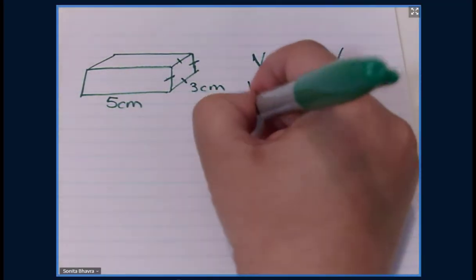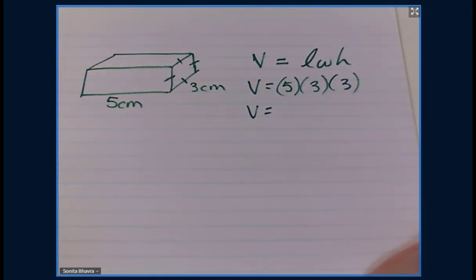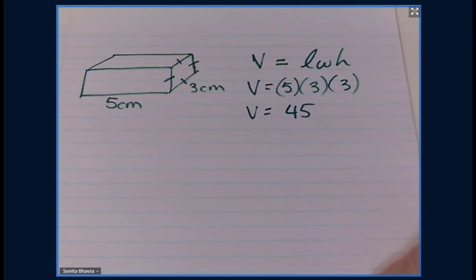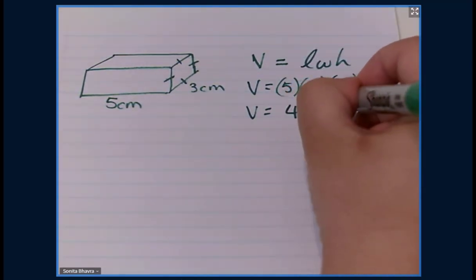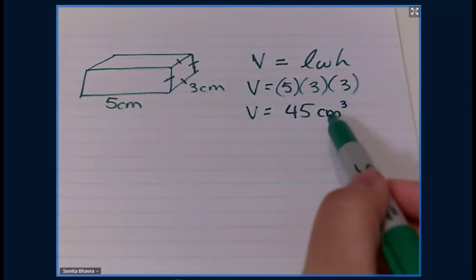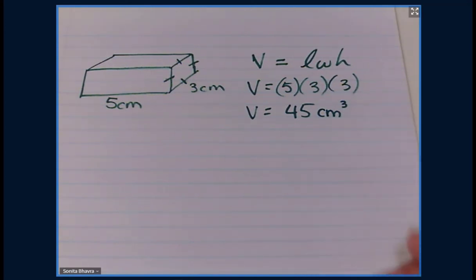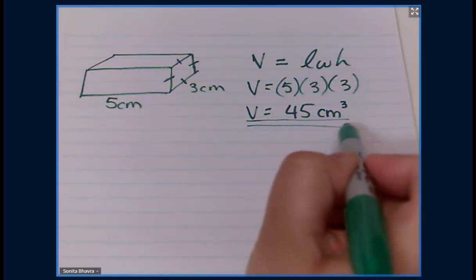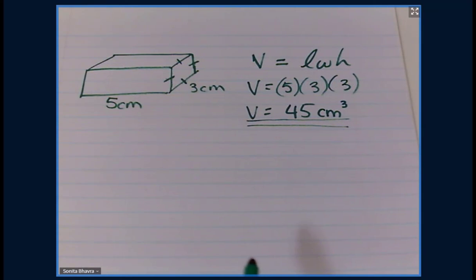All right, and that gives us 5 times 3 times 3, which gives me 45. But keep in mind units here, it is centimeters cubed. All right, it's always the cubed to represent a volume. If you just left it as centimeters, then you are actually just giving me a linear measurement or maybe perimeter. But we are looking at volume, so it is a cubic unit.